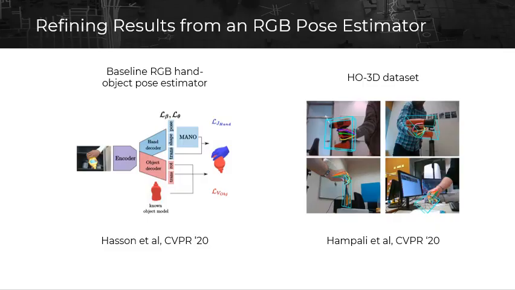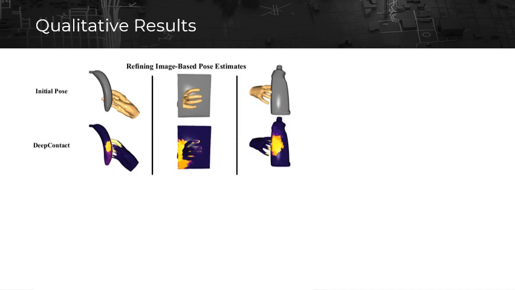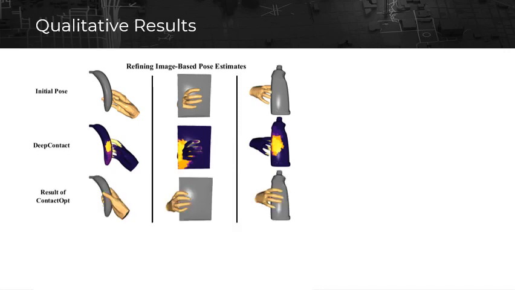Next, we show some results. We perform an evaluation where we use ContactOpt to refine the poses generated by a baseline RGB pose estimator. We use the HO3D dataset for evaluation. The initial poses have significant error. The contact inference network estimates target contact maps. Next, the pose of the hand is optimized to achieve this target contact. In addition to being more physically plausible, the refined hands are also closer to the ground truth poses.